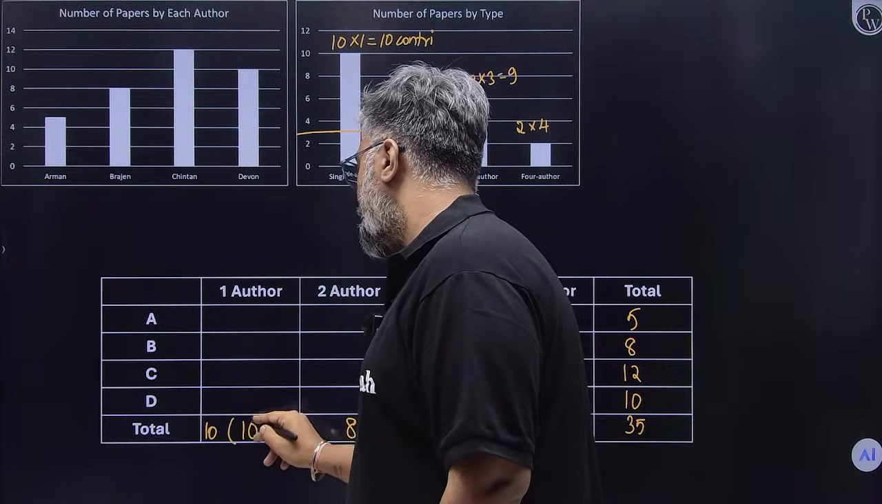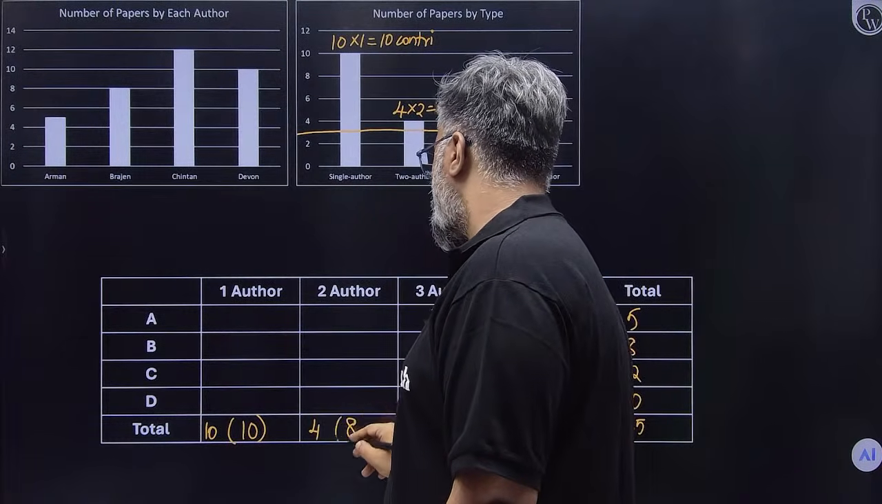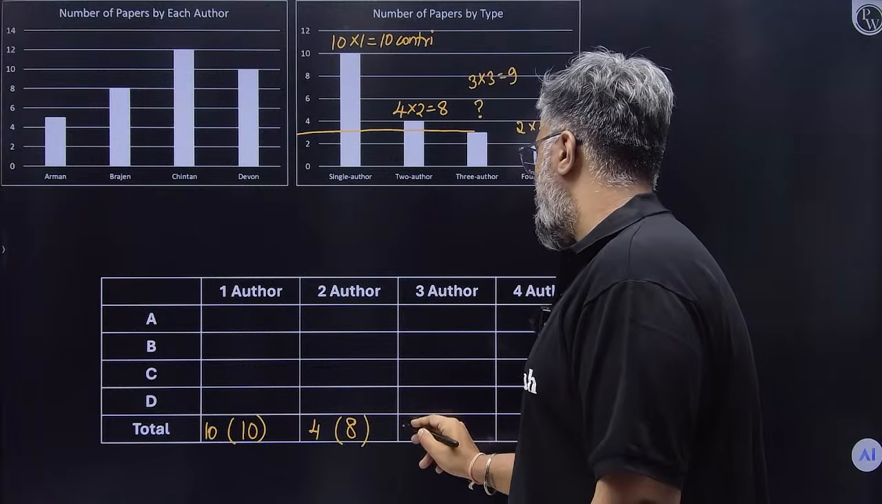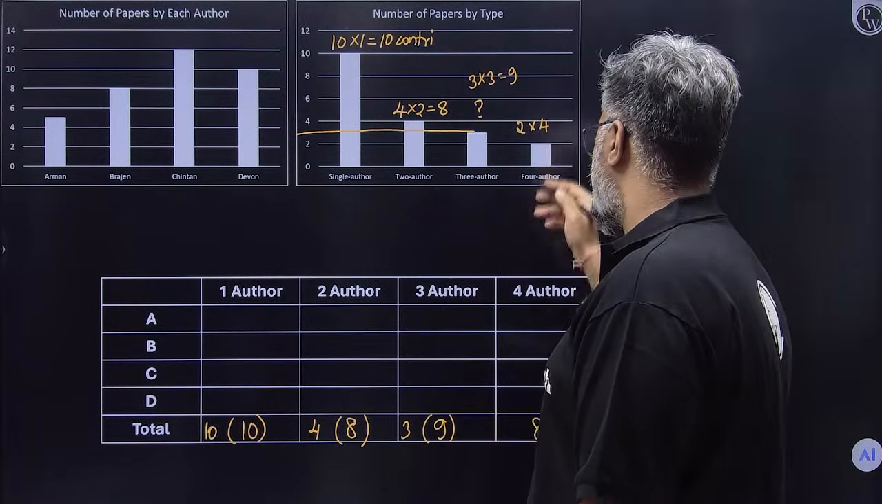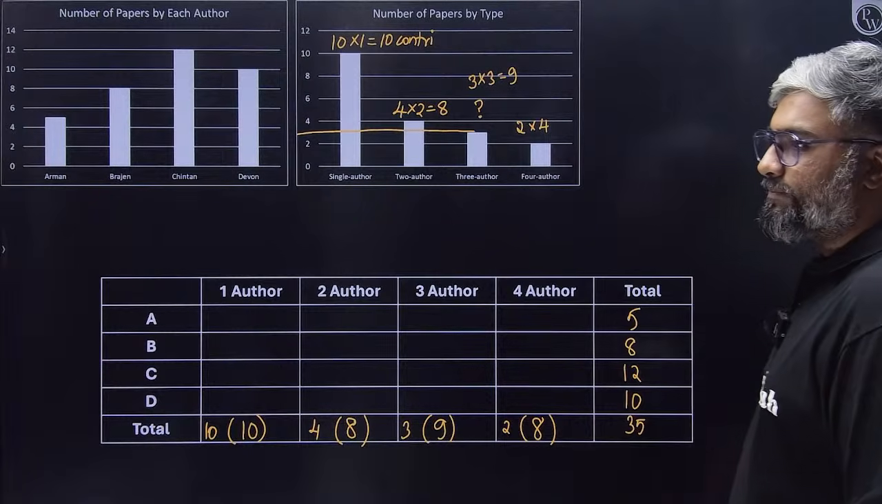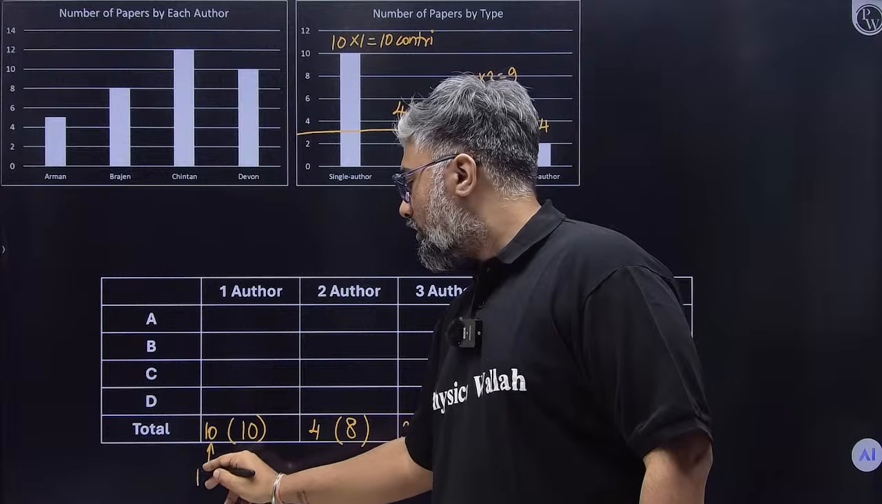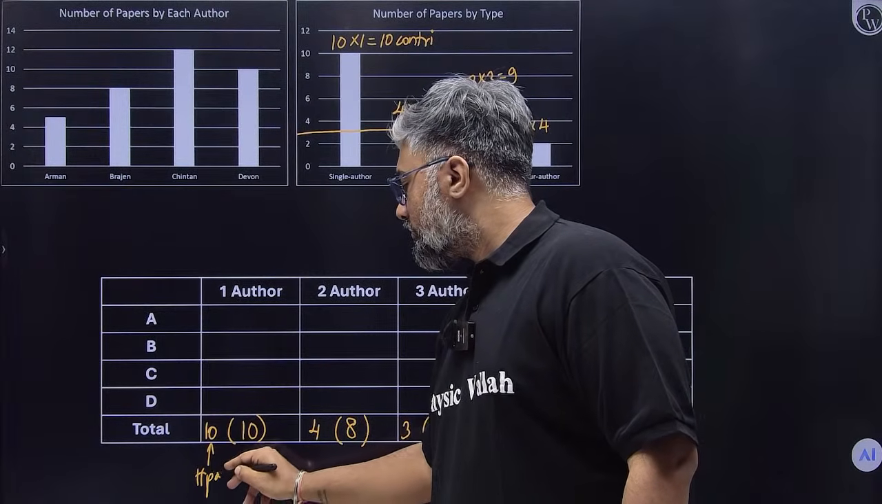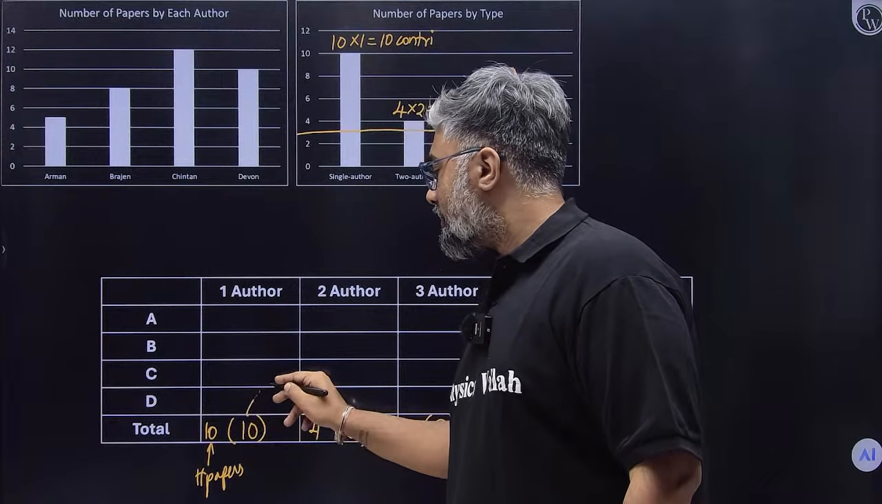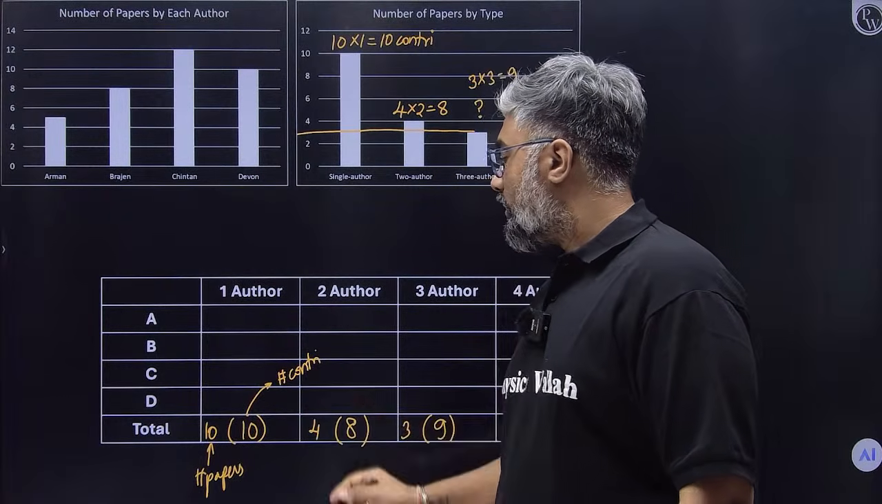10 into 1. This is how many papers? 4 papers into 2. This is 3 papers into 3. And this is 2 papers, making it to 8. Done? So this is number of papers, and this is number of contribution. Clear? Now add and check.